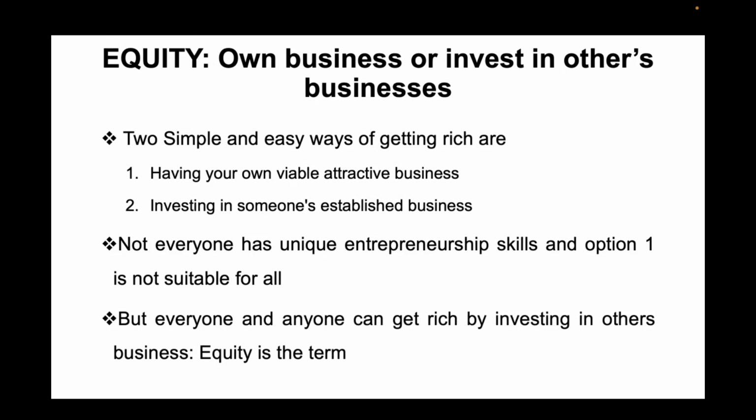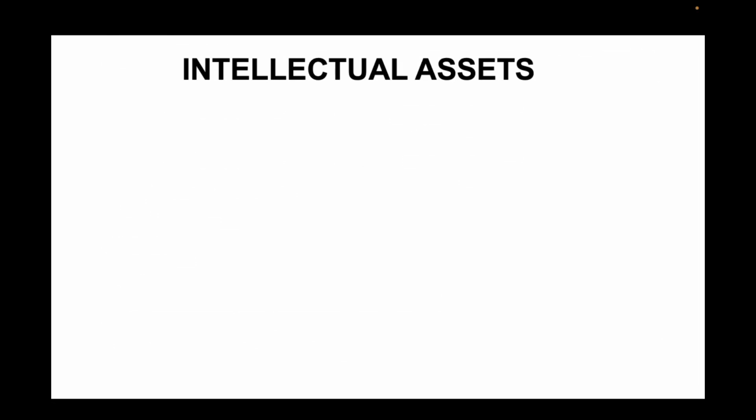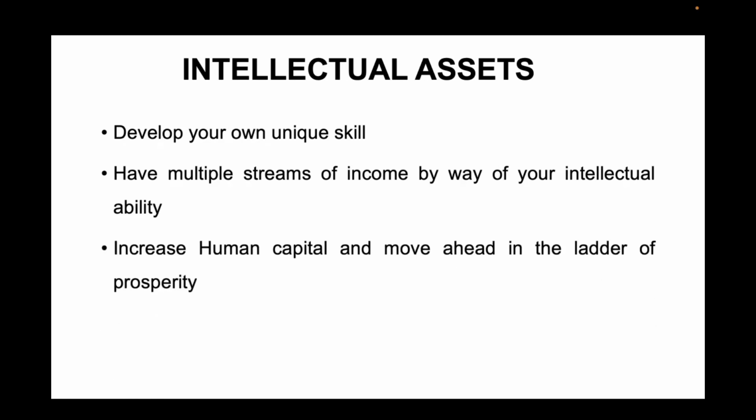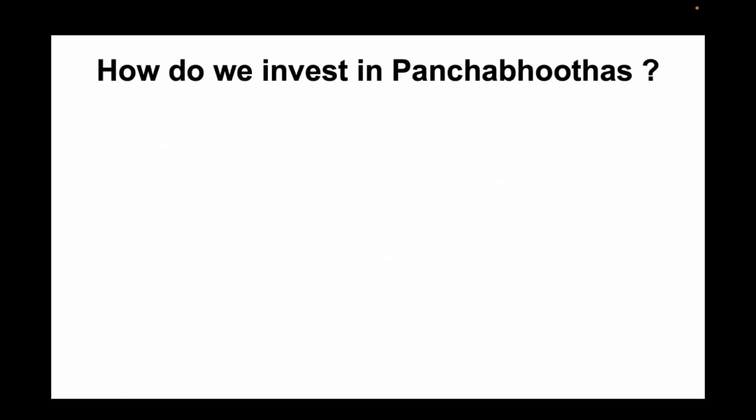If you come to option two, that is investing in someone's established business which is listed on the stock market, that is what equity is all about. In option two, everyone and anyone can get rich by investing in others' businesses. Equity is the term used for it. The fifth asset class is intellectual assets. Intellectual assets depend on person to person. You develop unique skills which make you grow your human capital, have multiple streams of income by way of your intellectual ability, increase human capital and move ahead in the ladder of prosperity.